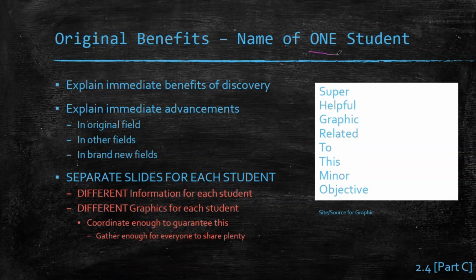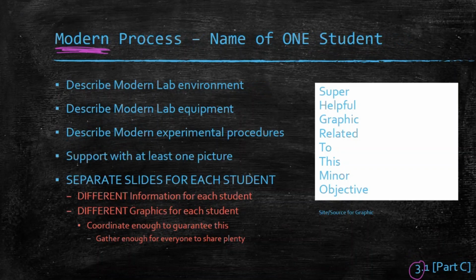One student per slide, one slide per student. Remember, everybody needs a different version of 2.4. So there should be one for each and every different student. Okay, then we keep going. Like I said, part C is longer. So this is still part C. This is still part of the same project portion.